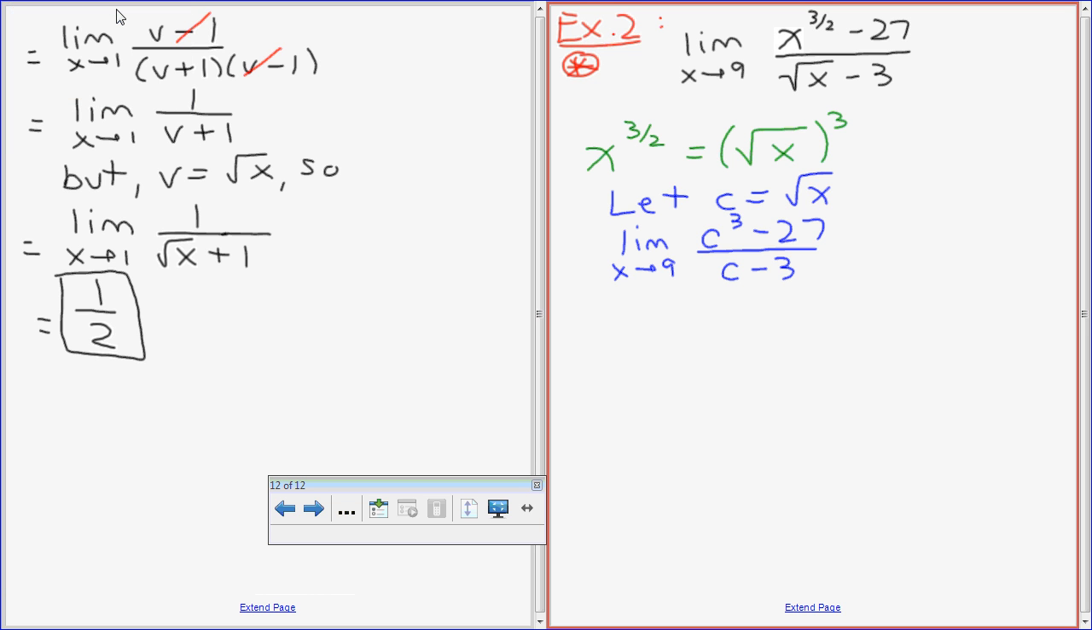So as was mentioned at the back, this is a difference of cubes. And remember for these ones always, if there's one issue in the denominator and the numerator, those are always going to cancel for these.